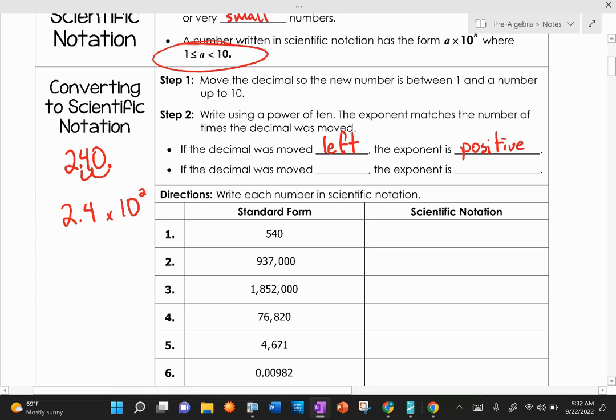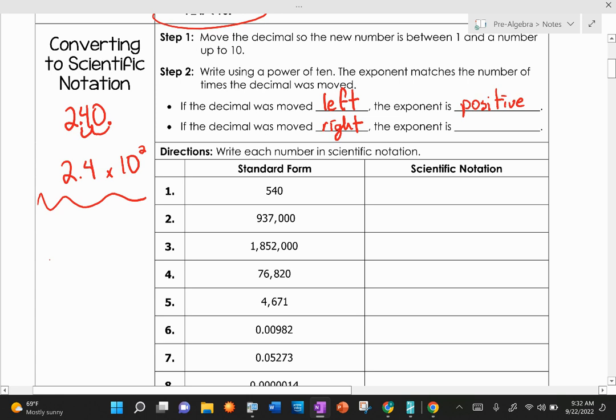It's a good question. If the decimal was moved to the right, the opposite of left, do we think the exponent would be positive or negative? Negative. So this is an instance where, let's say, I gave you the number 0.024. Much smaller number than 240. Do we all agree? Yes.